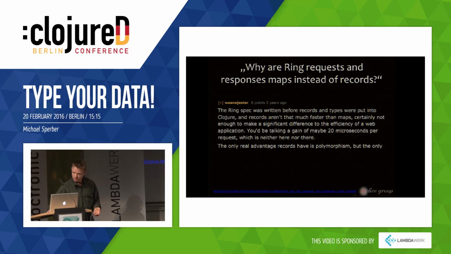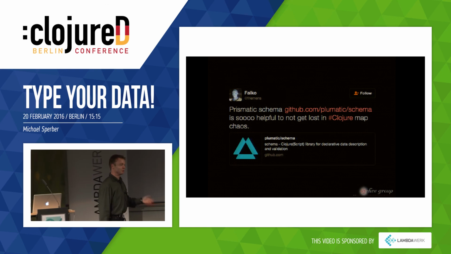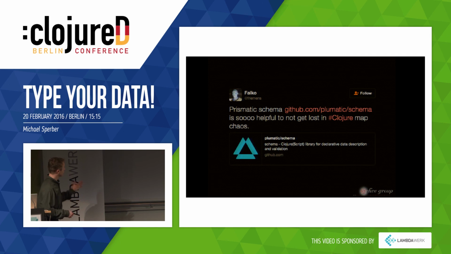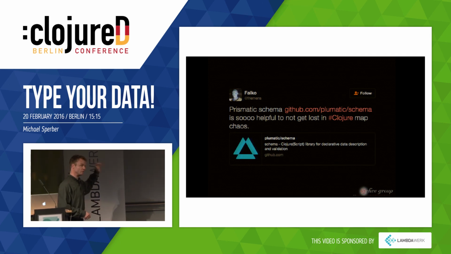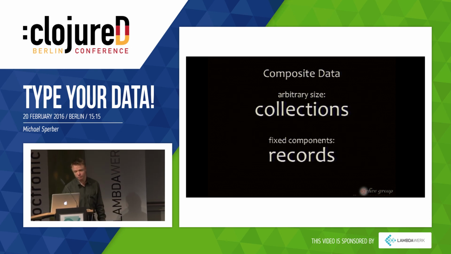And Falco is here. I saw a really nice tweet. There's big tooling around this problem: you can install another component that will then validate your maps. But in a lot of places, you shouldn't have used maps in the first place. Schema is great, but you should apply it to situations where you actually have maps. And in a lot of places where maps occur, you really should have used records.